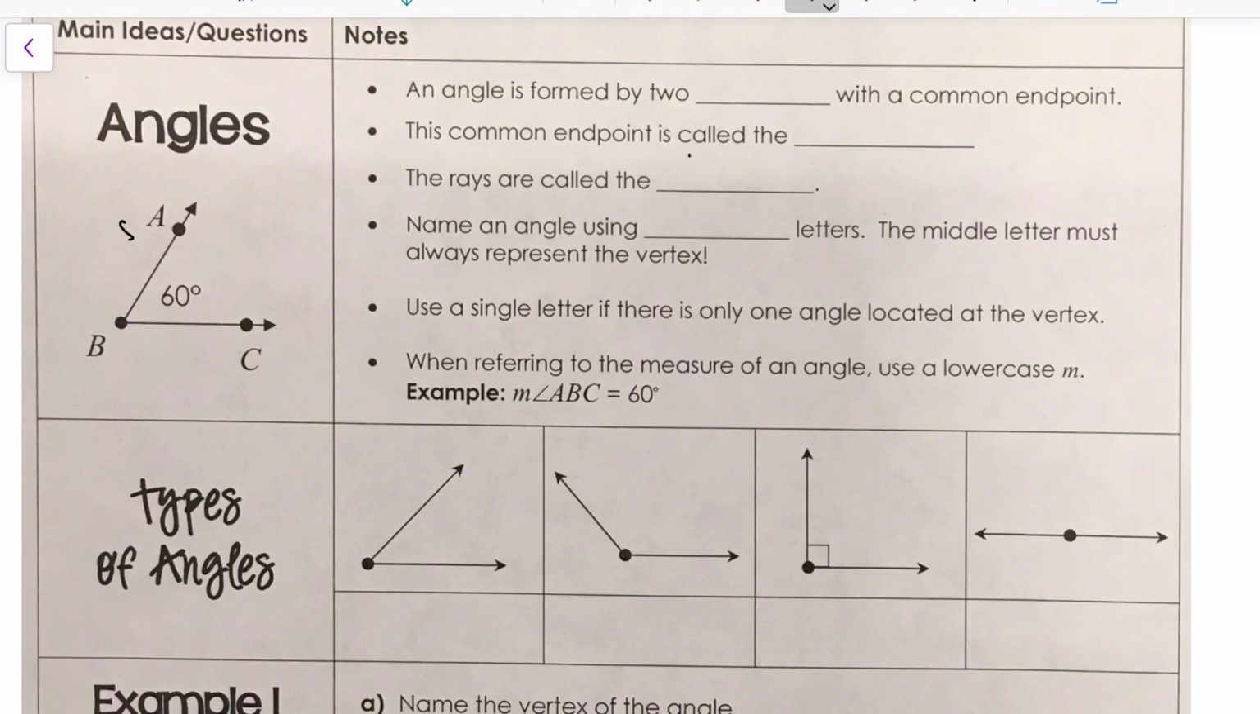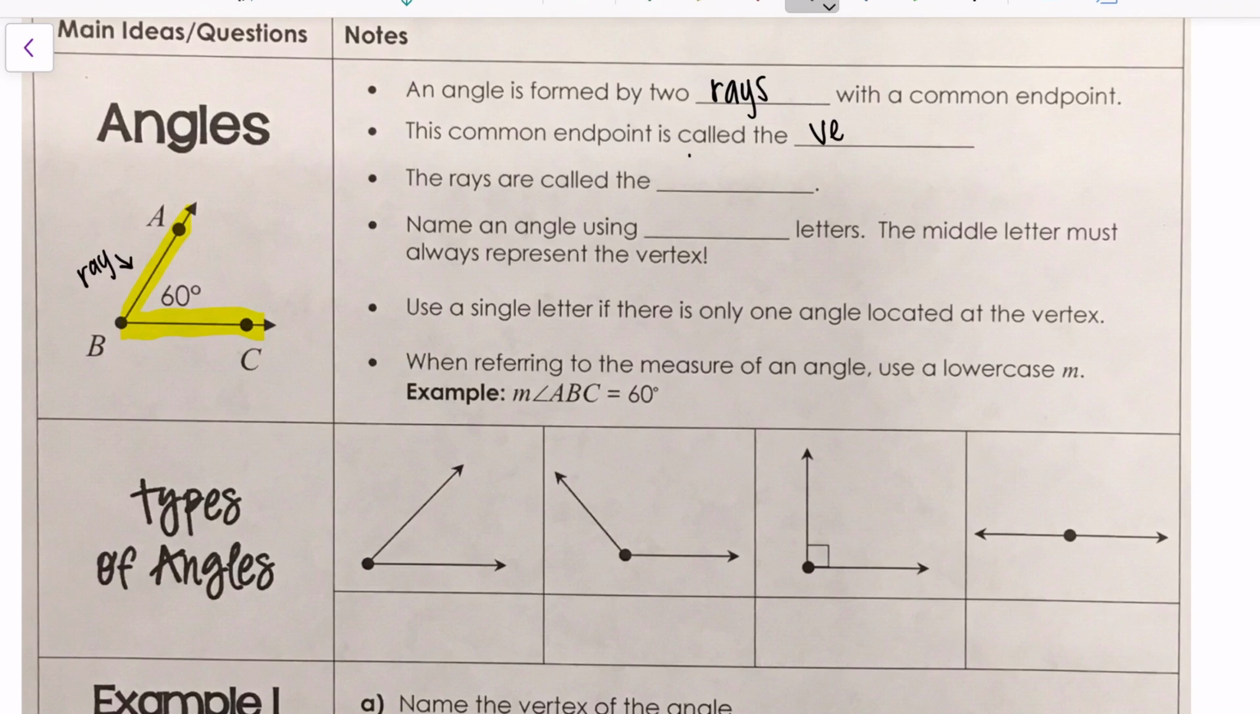Today we are going to be talking about angles, and all we're doing here is activating some knowledge that you already know. So let's talk about what an angle is. An angle is formed by two rays with a common endpoint. And over here we see this with the rays identified in yellow.